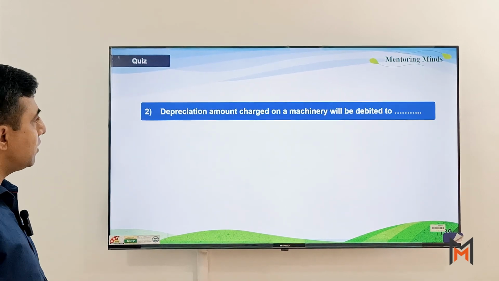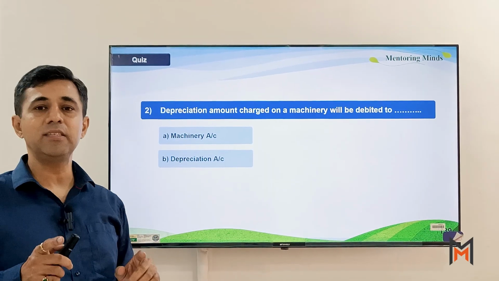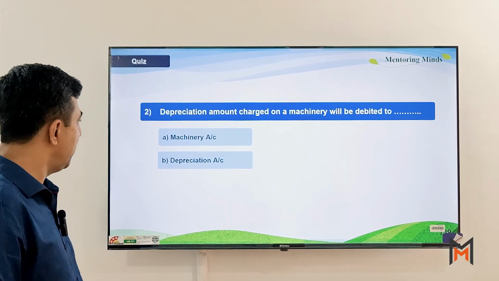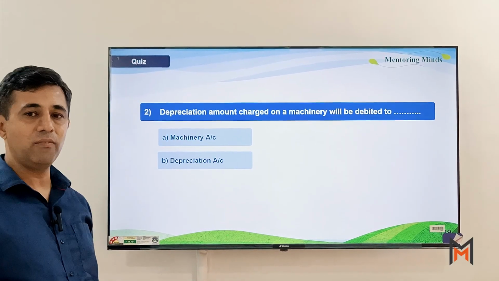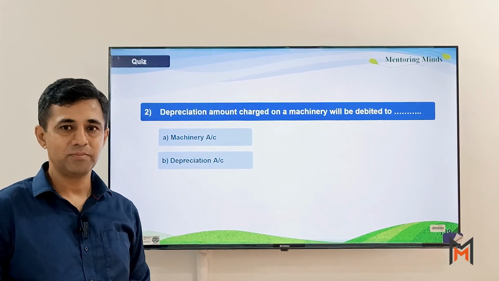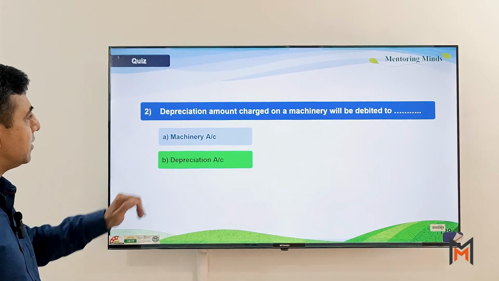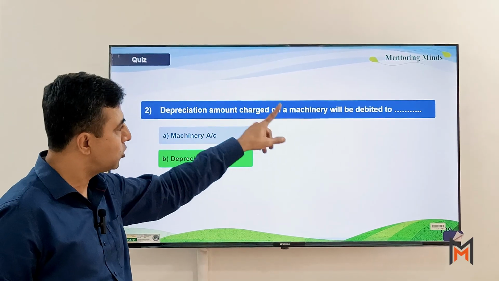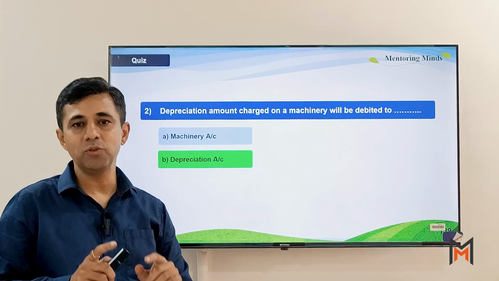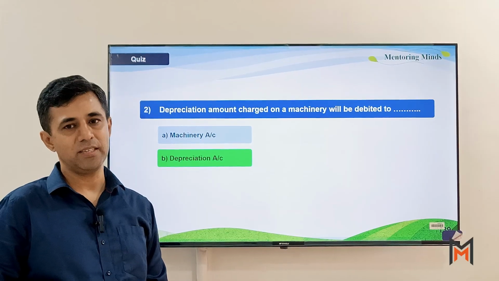Now depreciation amount charged on a machinery will be debited to which account? हमने जो डेप्रिसिएशन चार्ज किया ऑन मशीनरी वो हम किस पर डेबिट करेंगे? Will it be debited to machinery account or will it be debited to depreciation account? Yes, the answer is it's a depreciation account. So depreciation is charged on machinery and that's why depreciation reduces the value of asset, and that's why we are going to debit depreciation account.